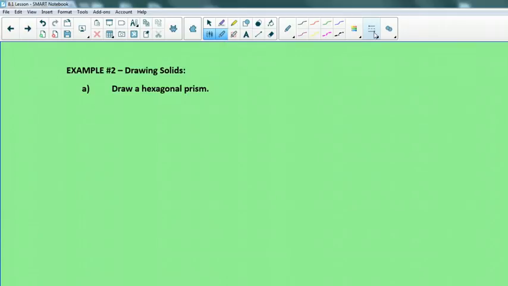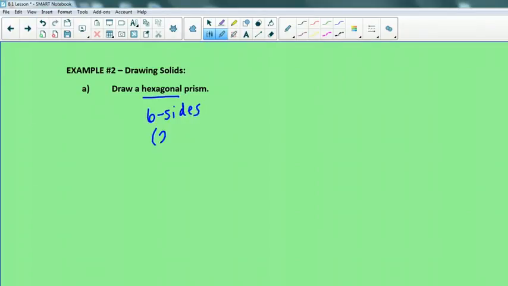So you can tell if you have two of the identical bases, if it's a prism. If you have one shape and it's going to a point, I can tell if it's a pyramid. Okay, so don't judge yourself too harshly when it comes to drawing the different shapes. So the first one that we're going to go ahead and draw is a hexagonal prism. If we're going to draw this, we know the base is going to be a hexagon. And a hexagon has 6 sides.